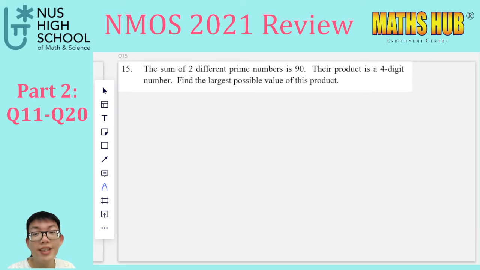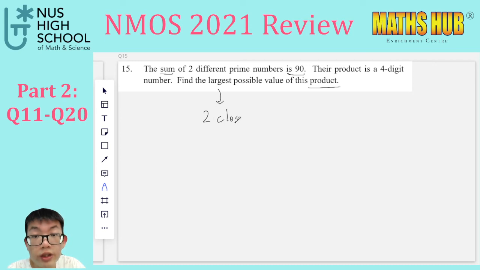Question 15. The sum of two different prime numbers is 90. Their product is a 4-digit number. Find the largest possible value of this product. Well, we know that when you're trying to find the largest possible product, which means multiplication, and they tell you that the sum is fixed, we want to make the two numbers as close together as possible in order to make the product as big as possible.